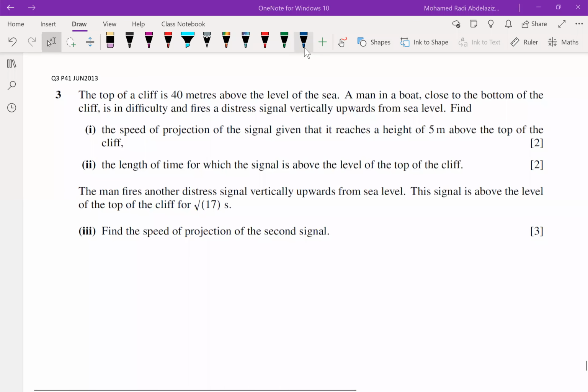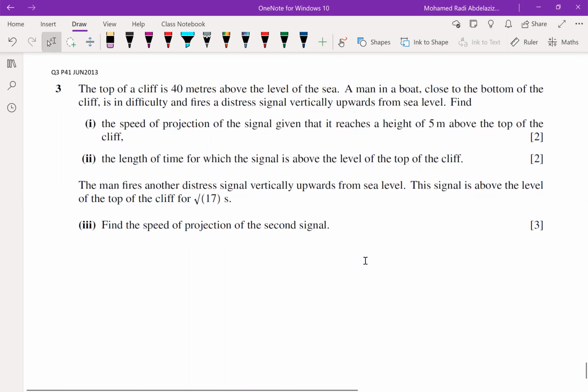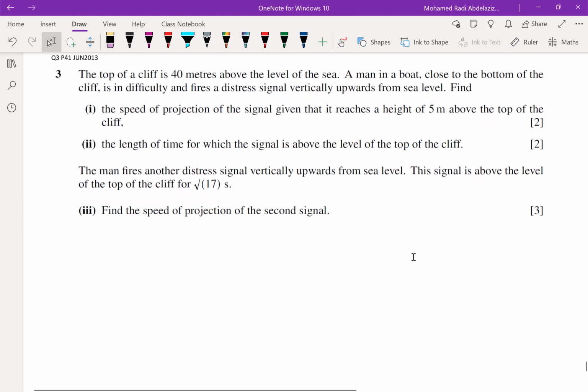Hi guys, in this tutorial I'm going to solve question number 3, paper 41, June 2013. In question number 3, the top of a cliff is 40 meters above the level of the sea. A man in a boat close to the bottom of the cliff is in difficulty and fires a distress signal vertically up from sea level. Find the speed of projection of the signal given that it reaches a height of 5 meters above the top of the cliff.